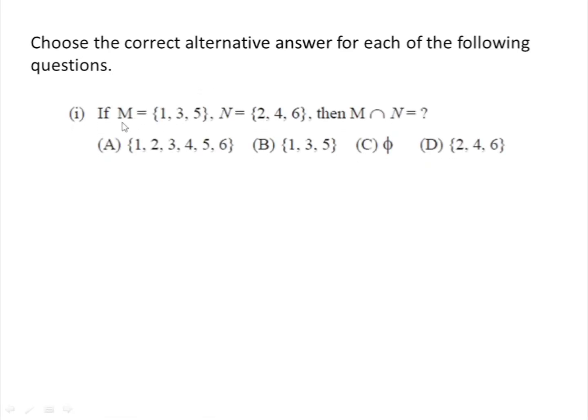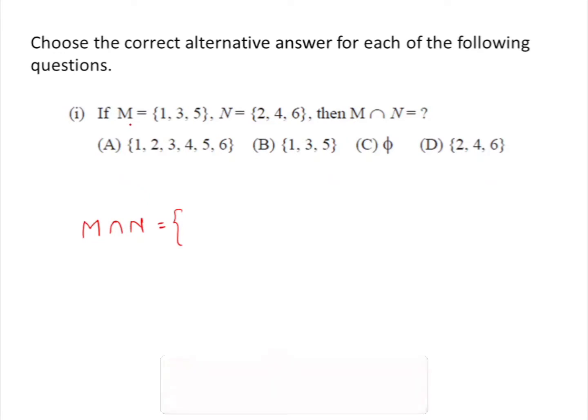The question is, if M is equal to {1, 3, 5}, in set N there are 3 elements 2, 4, 6, then M intersection N will be, 4 options are given over here, A, B, C, D. We have to choose the correct alternative amongst these 4. Now to solve this question, we have to find the intersection of two sets M and N. So we know that if we have to find the intersection of any two sets, we have to collect all the common elements from both of these two sets.